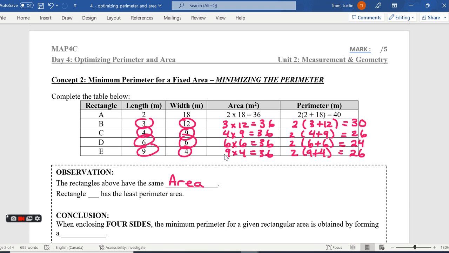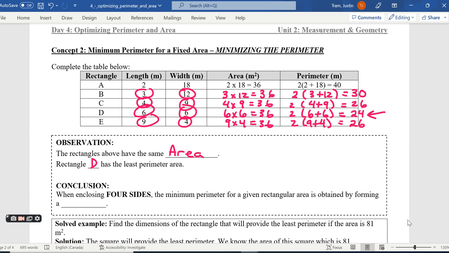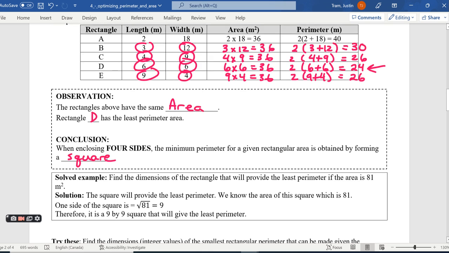So which one has the least perimeter? It looks like it is that one, rectangle D. Well, what do we notice here? When enclosing 4 sides, the minimum perimeter for a given rectangular area is again obtained by forming a square. Okay, so let's take a look at this example.